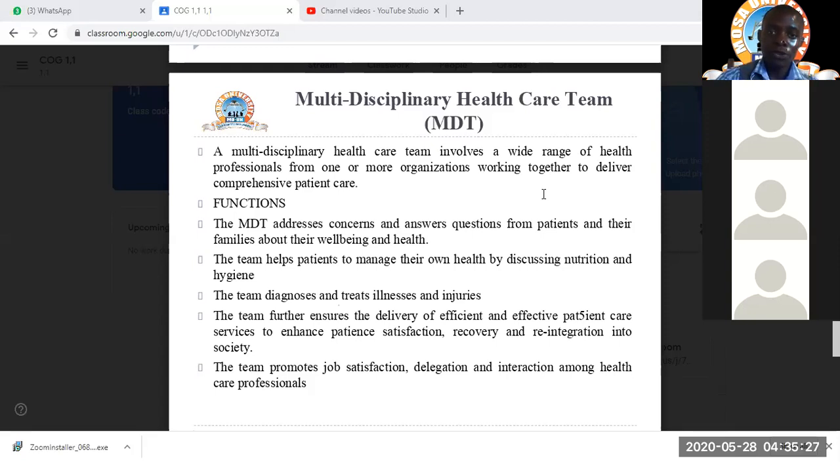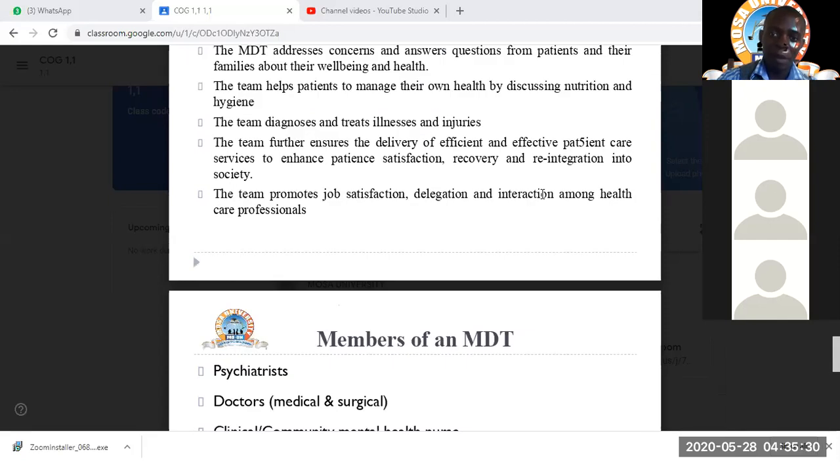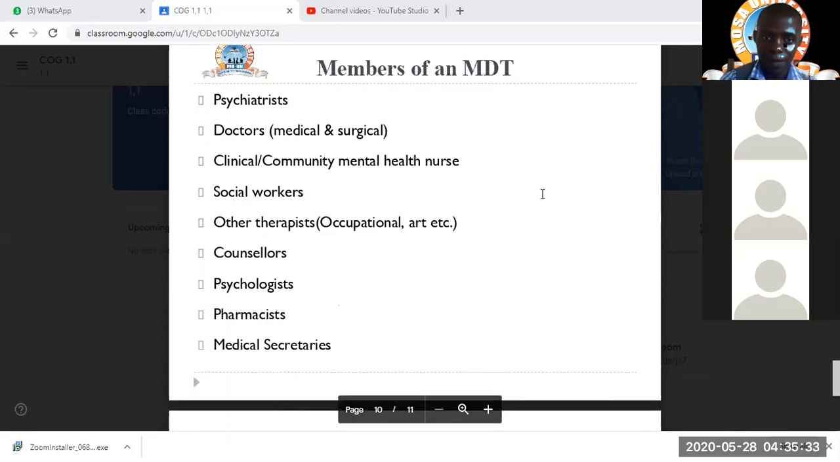Now someone may ask, who are the members of a multidisciplinary healthcare team? To begin with, we have psychiatrists in the team, we have doctors, under doctors, we have medical doctors and surgical doctors. Further, we have clinical nurses or community mental health nurses. And then we have social workers. These ones can do counseling services, they can do advocacy services. And then we have other therapists. We can also have clinical officers in the healthcare team.